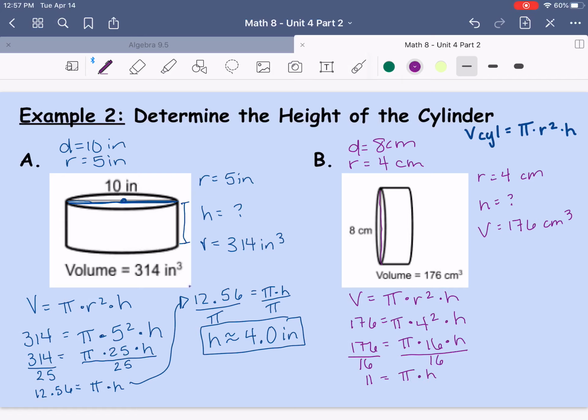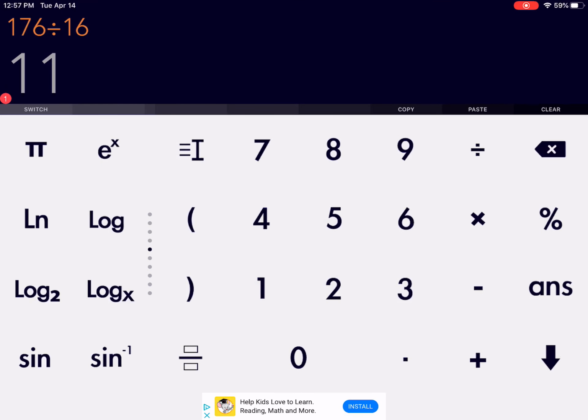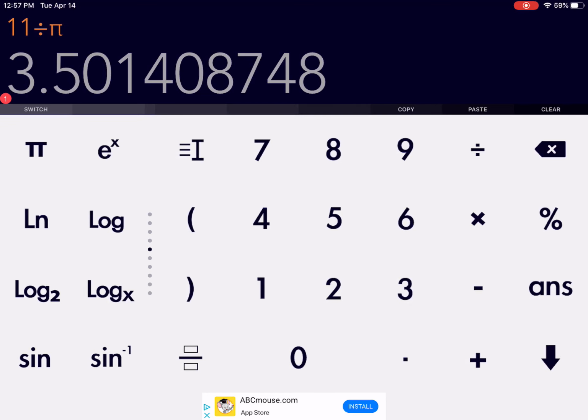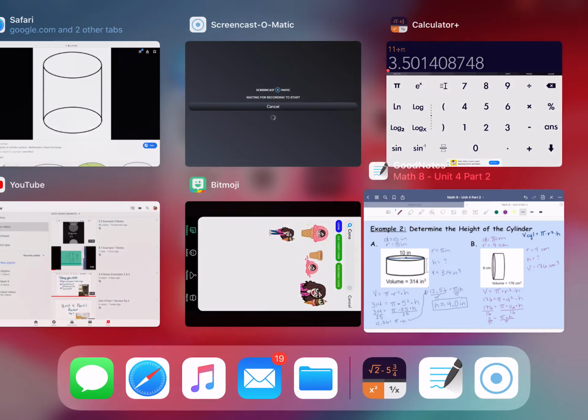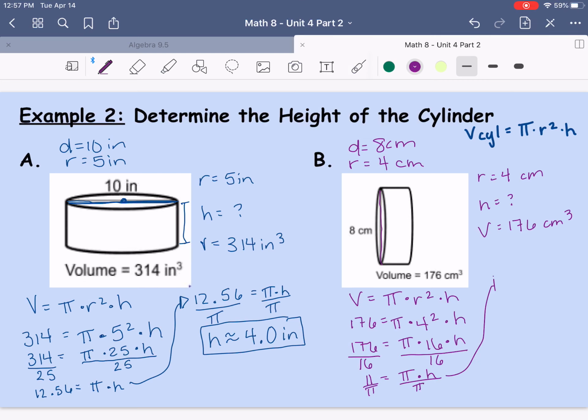So I'm left with pi times h over here. And to get the h by itself, I'm going to divide both sides by pi. Back to my calculator. So 11 divided by pi equals 3.50. So my height is about 3.5 centimeters. And that's how you figure out the height if you're missing the height.